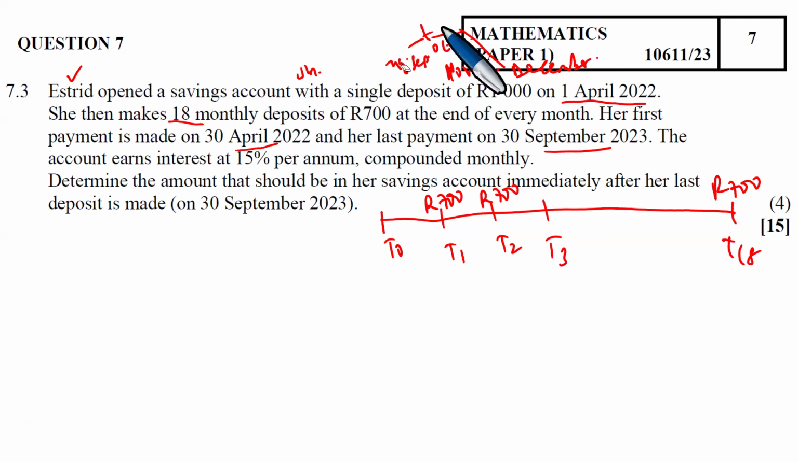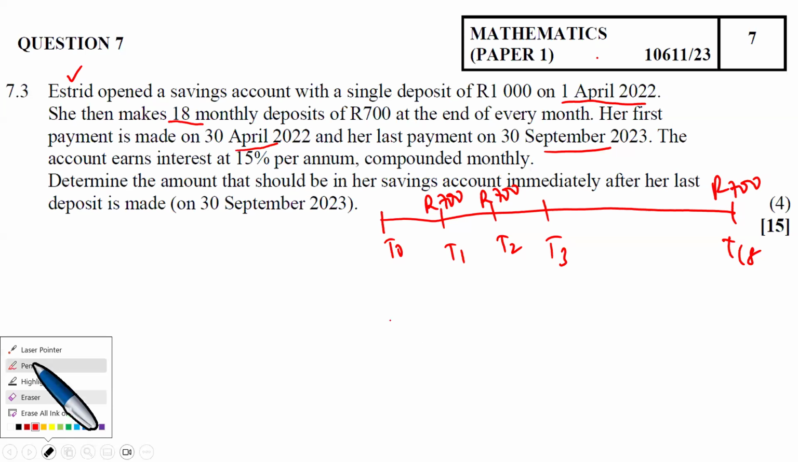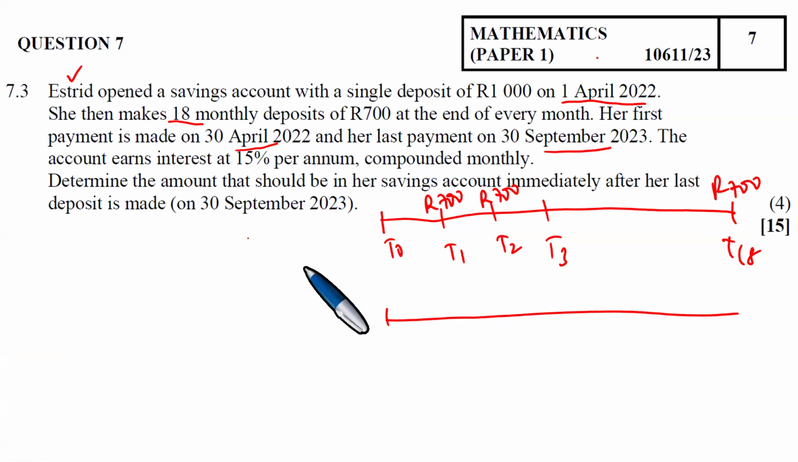Let me make this clearer. All right, making this clearer, let's draw another timeline below this one just to discuss this concept of a timeline. If the first payment is made on 30th of April 2022, it means that there is April. And now, if it is made on the 30th of April, you can say that April starts and ends. So you have April the 1st and then the end. So you have 30th of April, then there's a payment of 700. Then there is May, end.